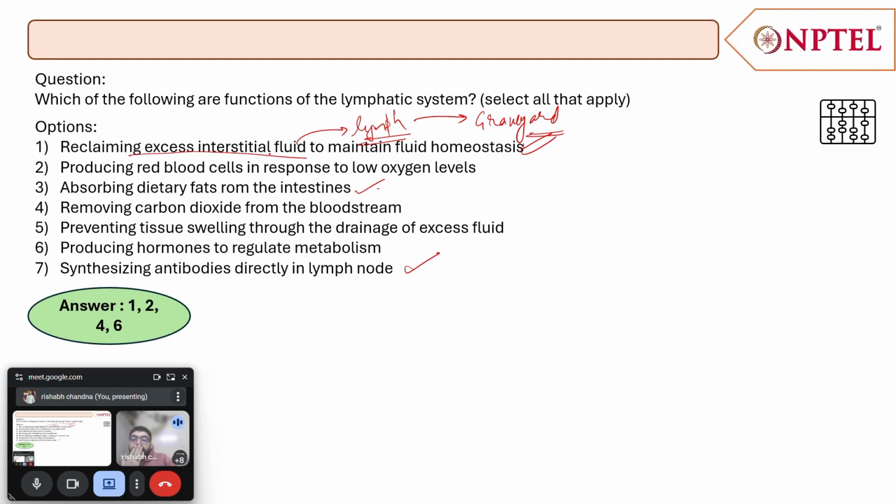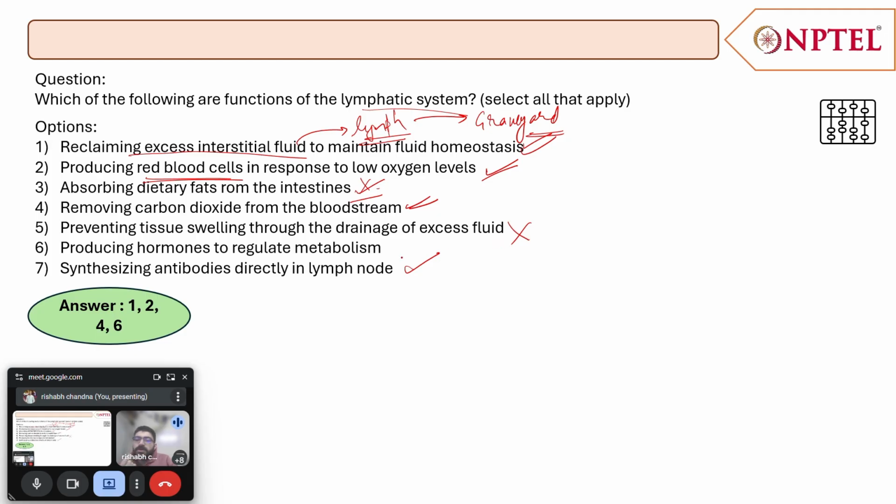Okay, then producing red blood cells in response to low oxygen levels. Yes, this is also correct. When there is low oxygen, it helps in the production and movement of red blood cells to compensate for the low oxygen levels. Then absorbing dietary fats from the intestine. No, this is not the function of the lymphatic system. Removing carbon dioxide from the bloodstream. Yes, this is correct. So all the waste products produced from the cells are moved by the lymphatic system. Then preventing tissue swelling through drainage of excess fluid. No, this is also not correct.